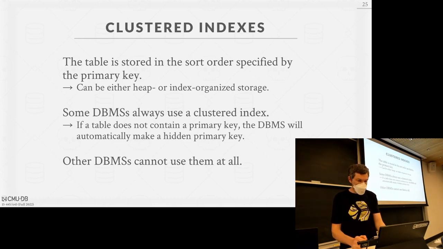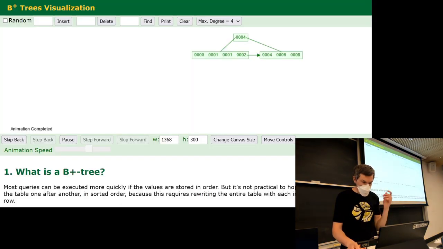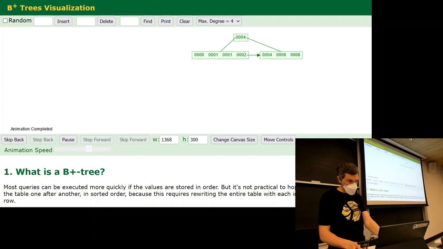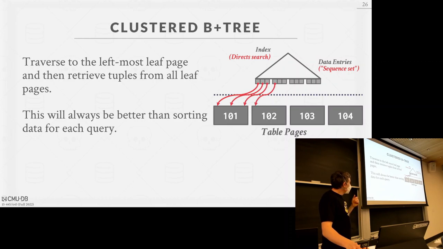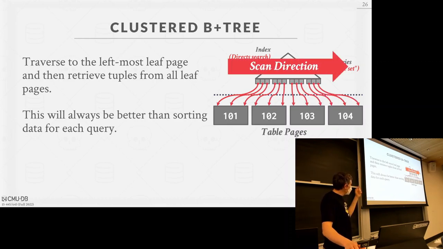All right. Since we're not going to get through everything, basically a clustered B+Tree looks like this. Again, we have our table pages, and we have some B+Tree up above. This guarantees that the ordering of the tuples in the pages will be based on whatever the index specifies.